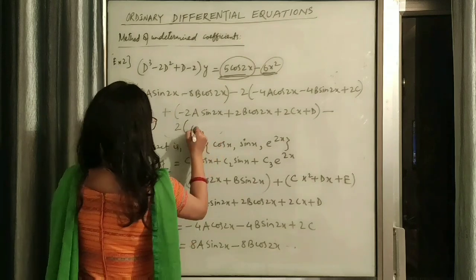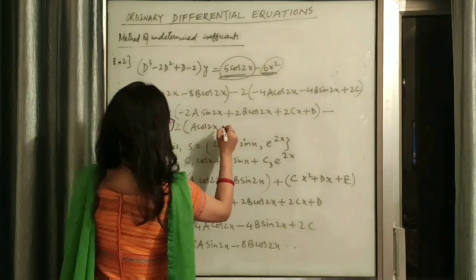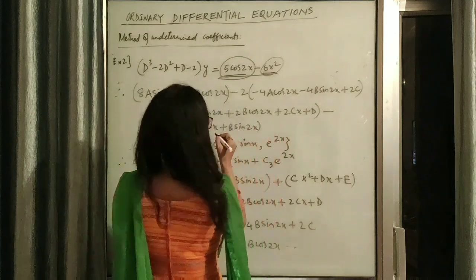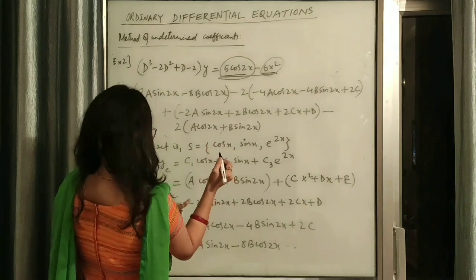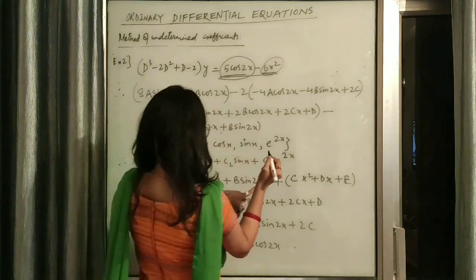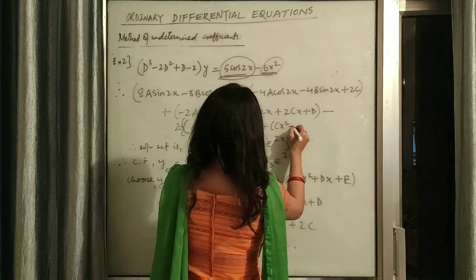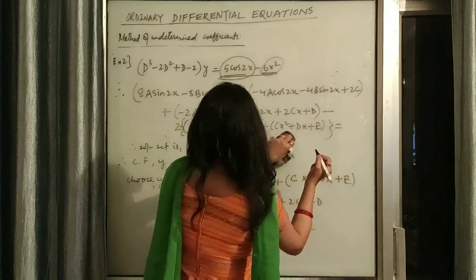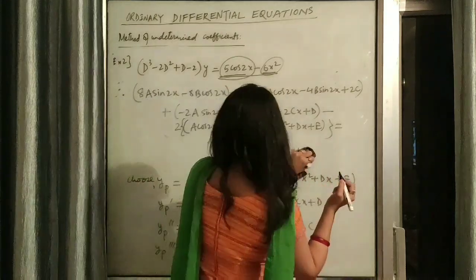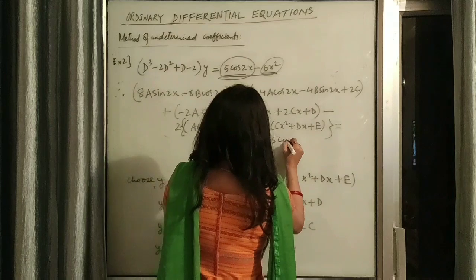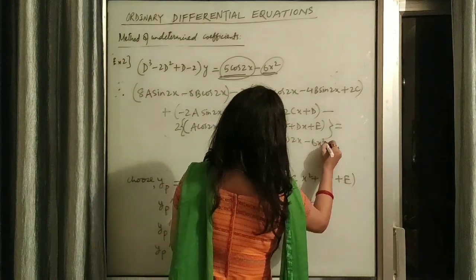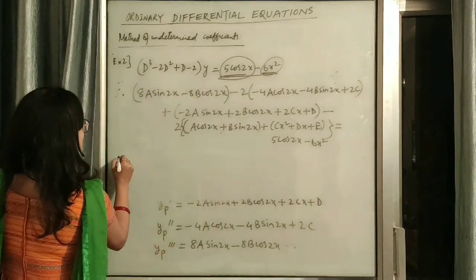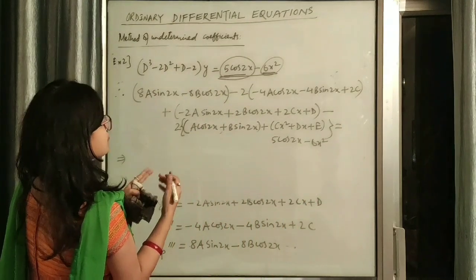2yp, that is a cos 2x plus b sin 2x plus cx squared plus dx plus e is equal to 5 cos 2x minus 6x squared. Now we will try to simplify this expression and we will try to compare the like terms.